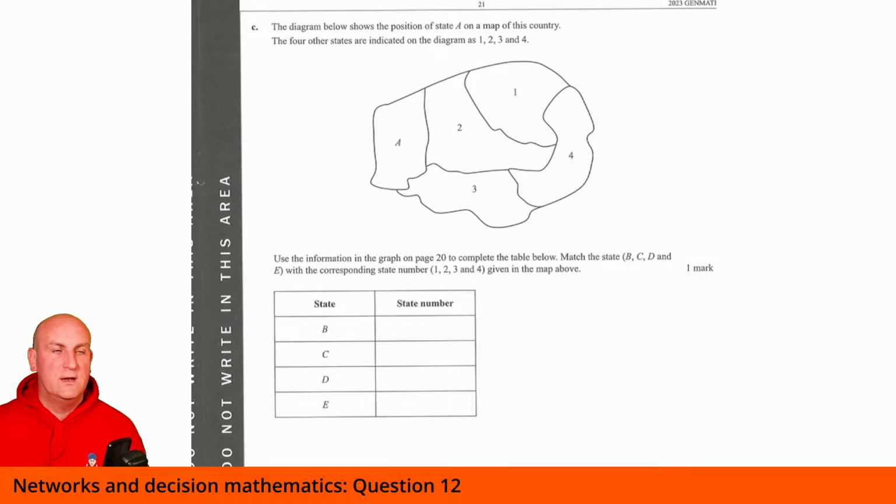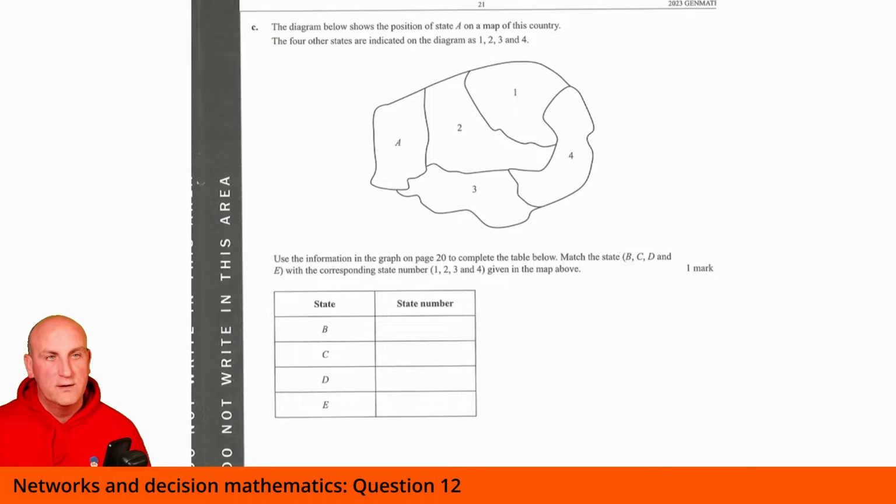Right, this is where I got to last time before I realized I had not unpaused it. The diagram below shows the position of state A on a map of this country. The other 4 states are indicated on the diagram as 1, 2, 3, and 4. Use the information in the graph on page 20 to complete the table below. Match the state, B, C, D, and E, with the corresponding state number 1, 2, 3, and 4.